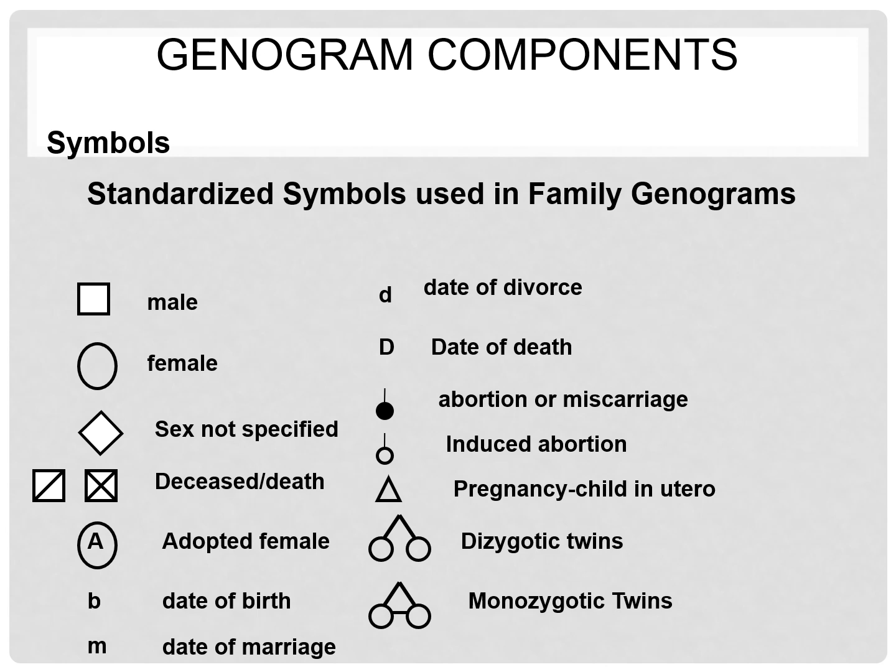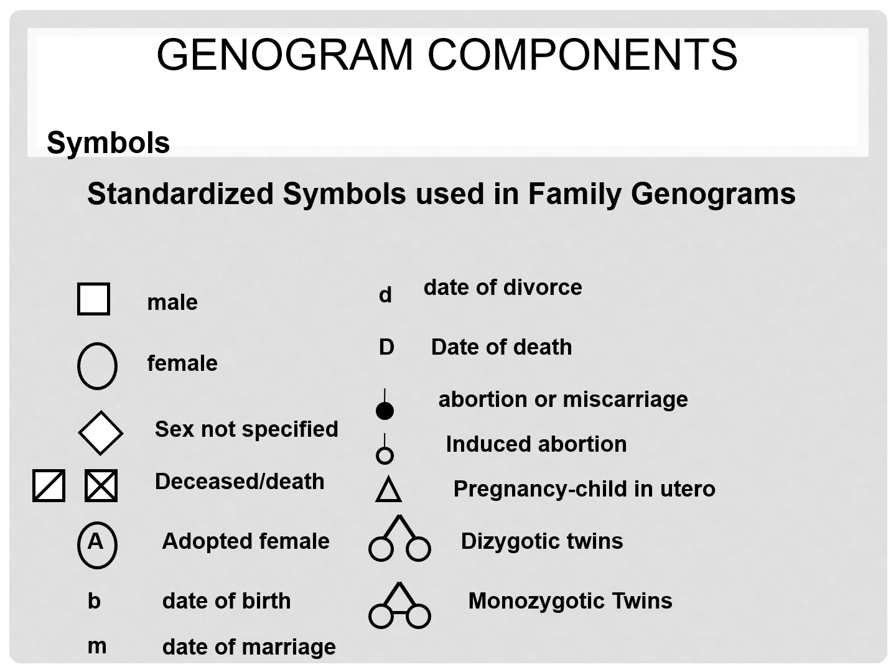These are the genogram components and various symbols that are used in the family genogram. Generally, a square would represent a male, a circle would be a female, and a diamond if sex is not specified. You cross it out if it's deceased. Signify letter A for adopted female, B is for date of birth, M is date of marriage, D is for date of divorce, and a capital D is for date of death.